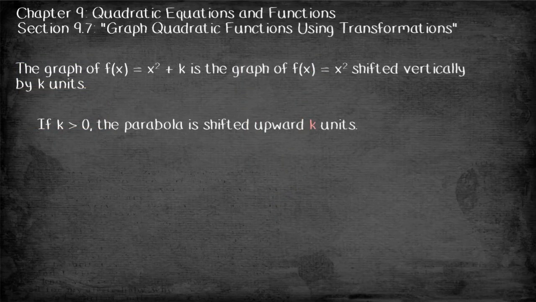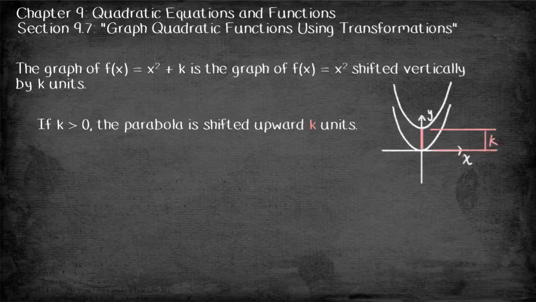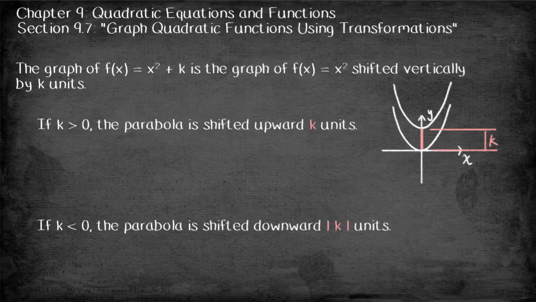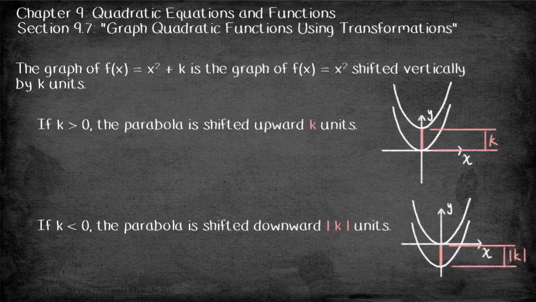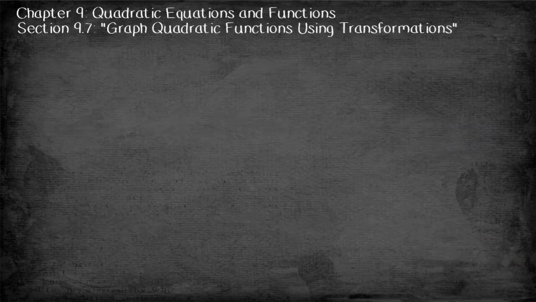Now if we have the graph of x squared and we add k to it, then it just moves the graph vertically by k units. If k is positive, the parabola is shifted upwards k units. And if k is less than 0, then the parabola is shifted downwards absolute value of k units. These are really the same pictures except for the direction in which the graph has been shifted. So it's not too bad. Let's look at another way we could transform our original graph.